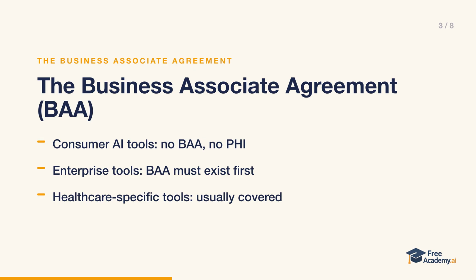Here's what that means in practice. Consumer versions of ChatGPT, Claude, Gemini, and similar tools do not have a BAA with your healthcare organization, so PHI does not belong in them. Enterprise versions, like ChatGPT Enterprise or Azure OpenAI, can be configured with a BAA, but your organization has to have that agreement signed first. And healthcare-specific tools like Nuance DAX, Abridge, and Epic's built-in AI typically already have BAAs as part of their institutional contracts.